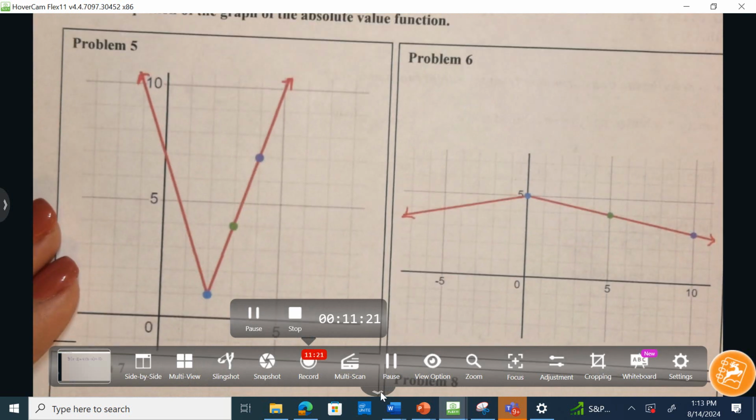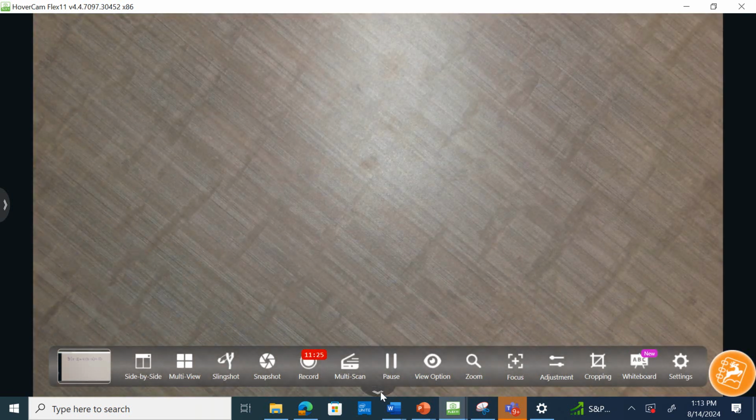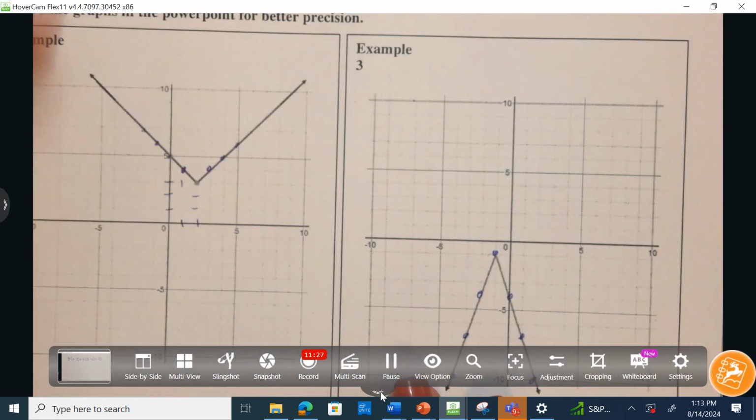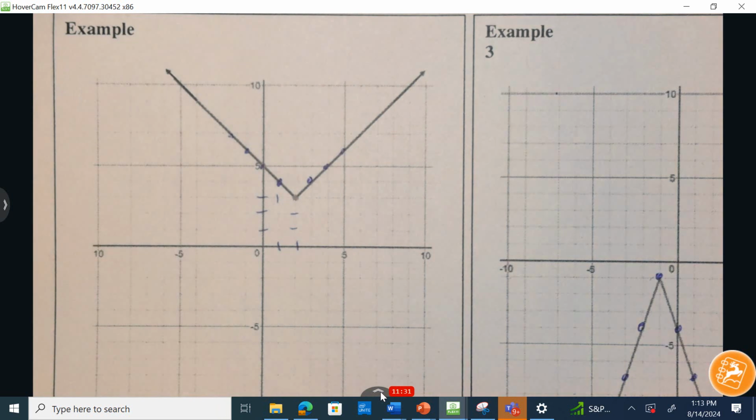The back side is going to be about writing equations. We've already done that, but we definitely need to practice. They're all related to absolute values. Let me zoom in here, and we're going to come up with the equation of this.